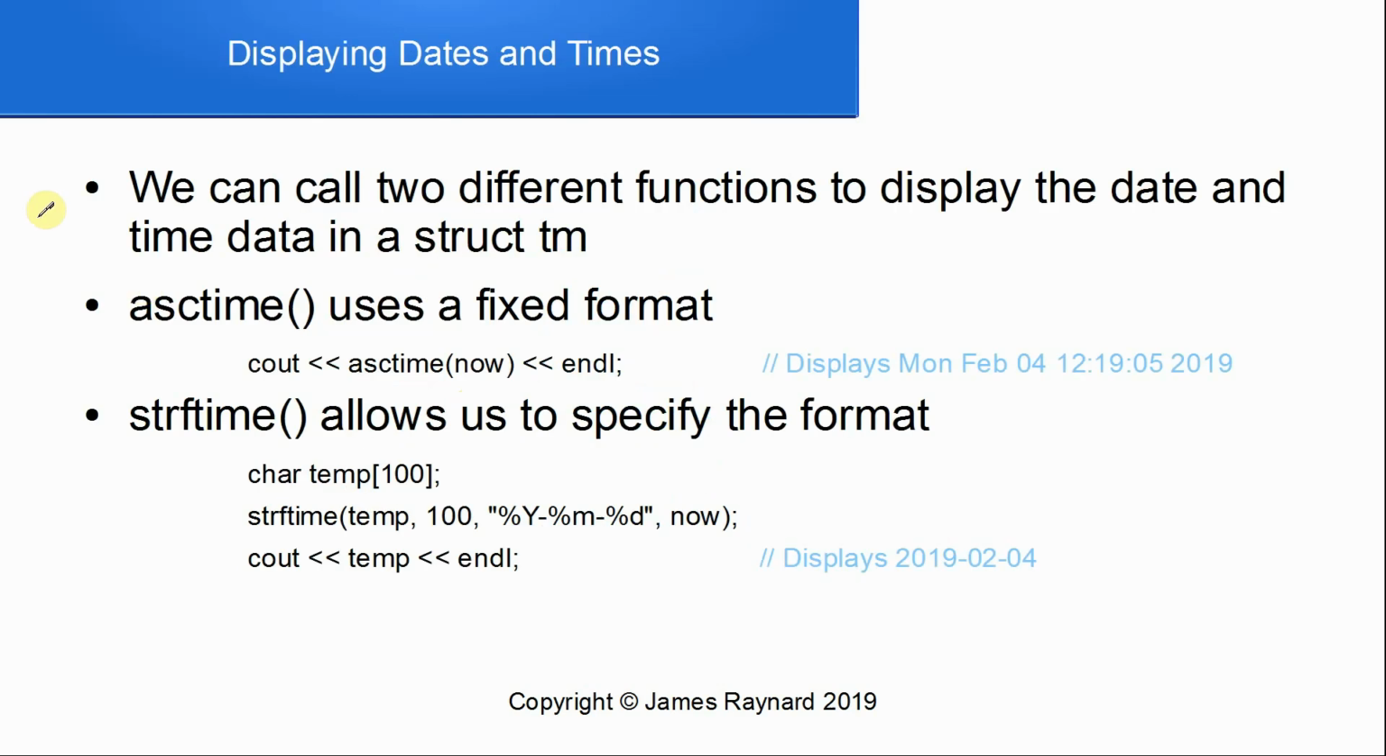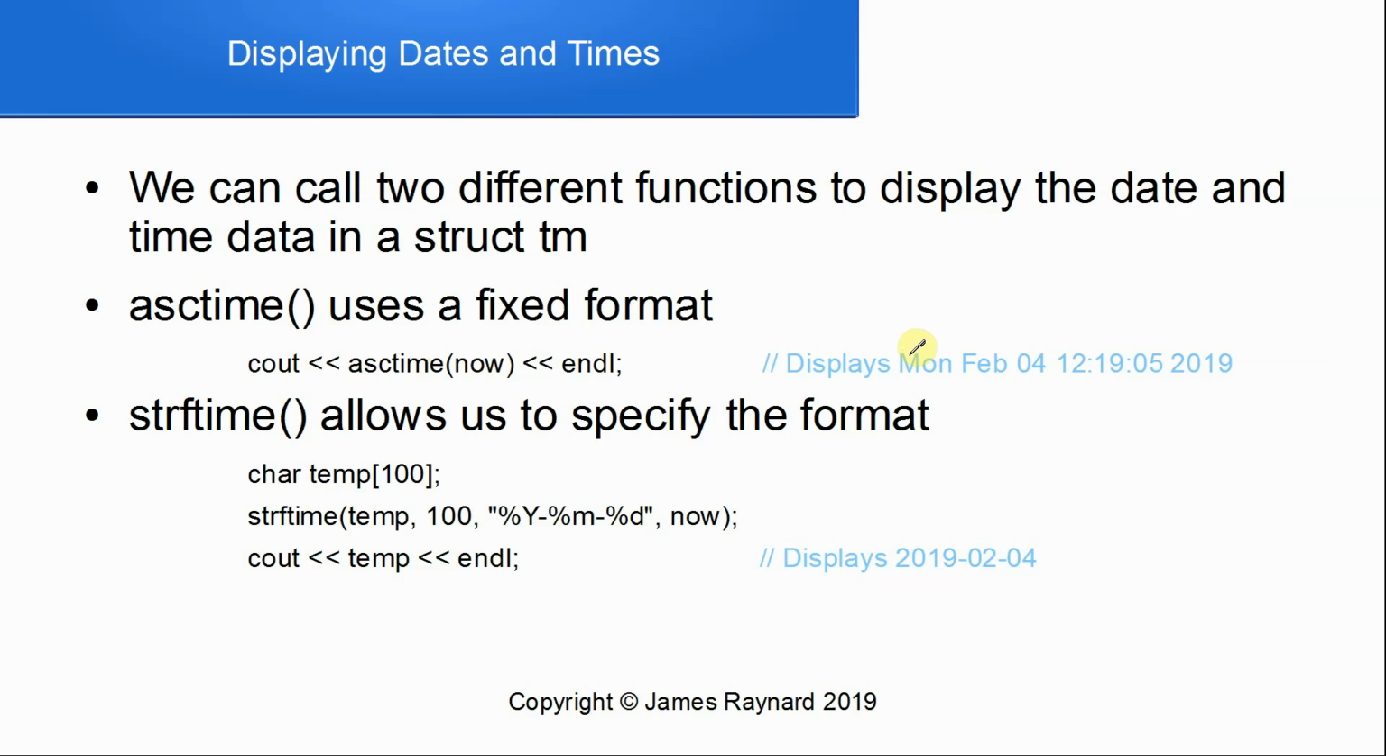Right, displaying dates and times. So we've got our date and time information in a struct tm. There are two different functions again that we can use for displaying the date. One of them is asctime. I think that's just short for ASCII. I'm not sure why ASCII is significant here, but there you are. It'll display the time in a fixed format. So we give it the struct tm and it'll return the date in a fixed format.